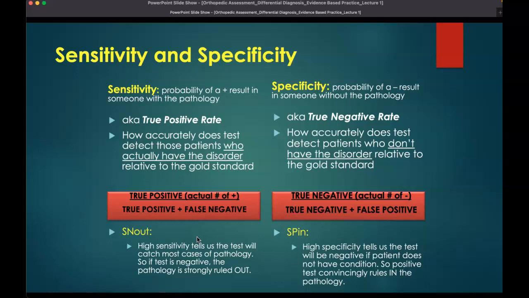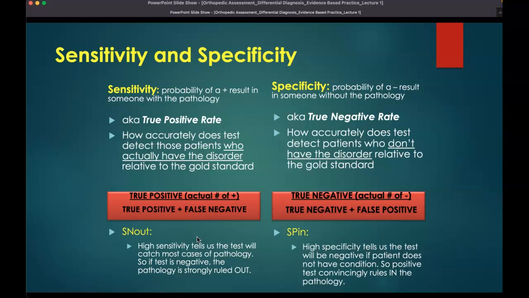And so these highly sensitive tests are used early on in the assessment process to rule out, right, in that differential diagnosis. On the opposite end of that, we have specificity. So that's going to be the true negative rate, or the probability of a negative result in someone without the pathology. Or another way to say that, how accurately does the test detect patients who do not have the disorder relative to the gold standard?